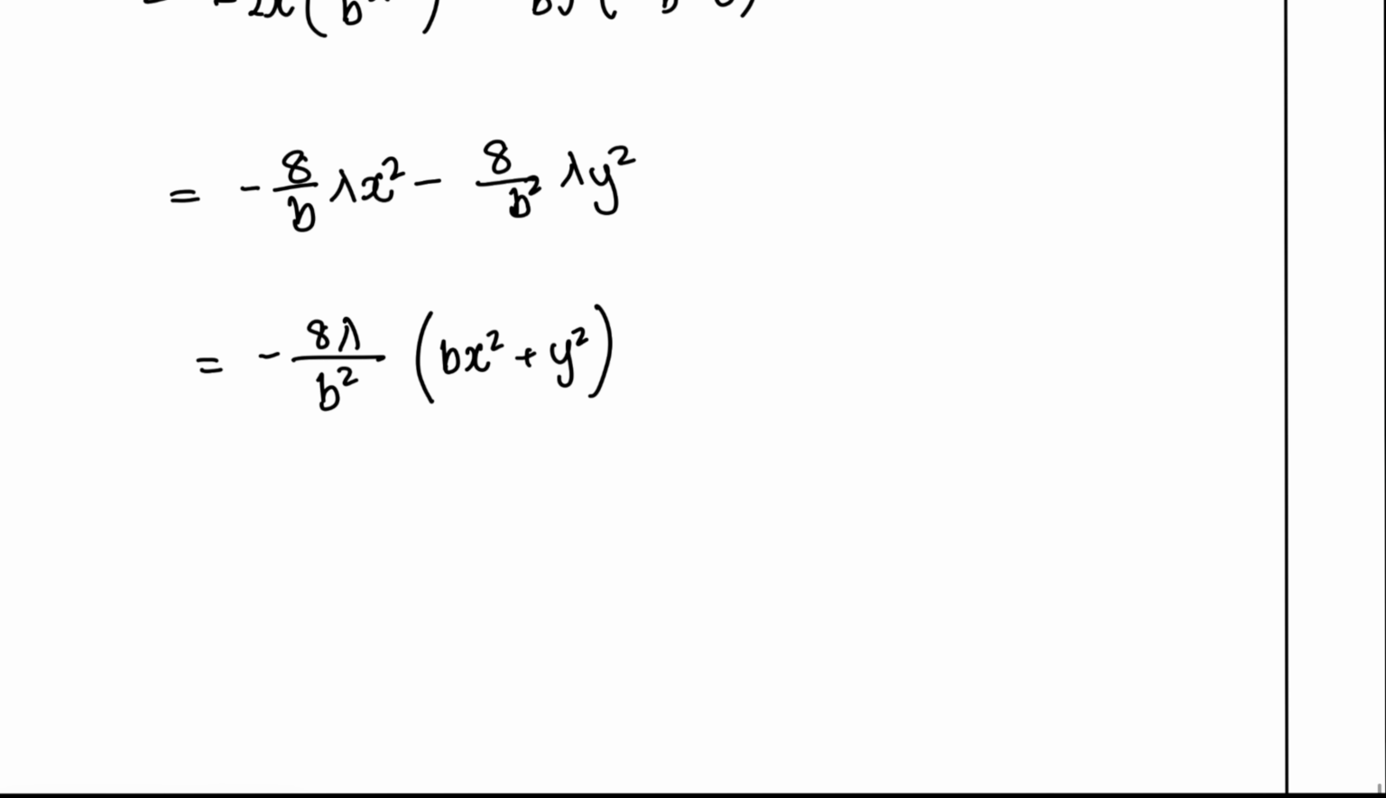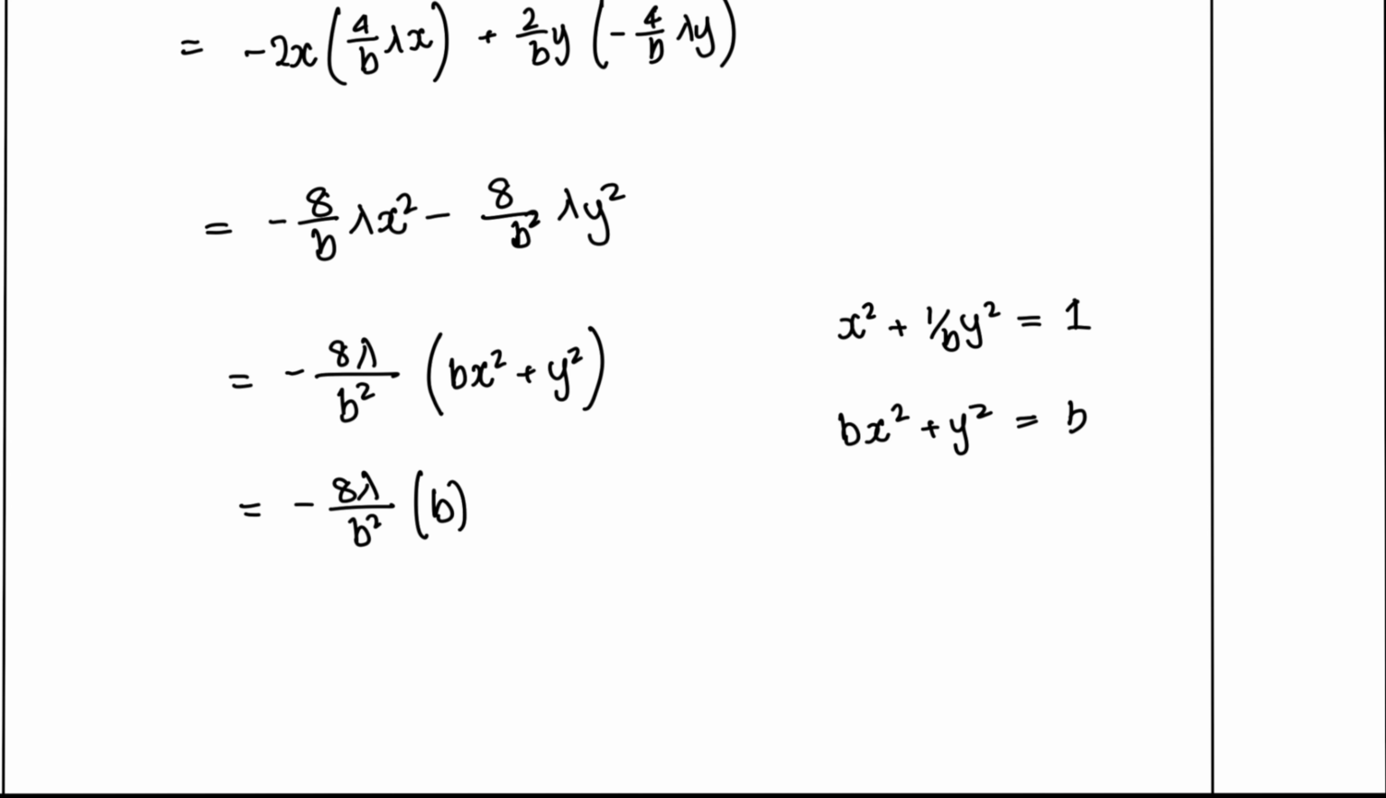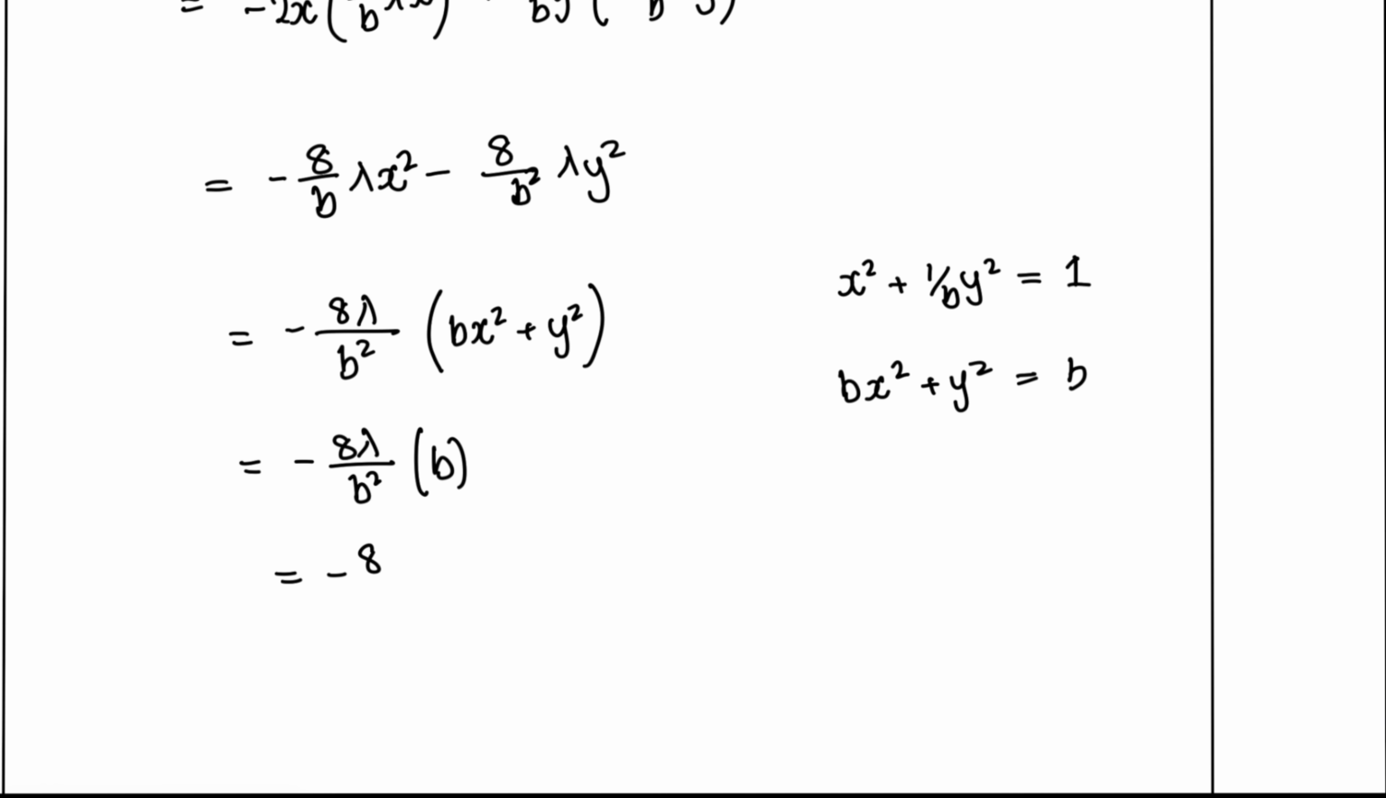A cool little trick that we can do is: x squared plus 1 over b y squared is equal to 1. This is the constraint. If we multiply this constraint by b, we have b x squared plus y squared is equal to b. This and this are the same. So we have minus 8 lambda over b squared multiplied by b, which is just minus 8 lambda over b.